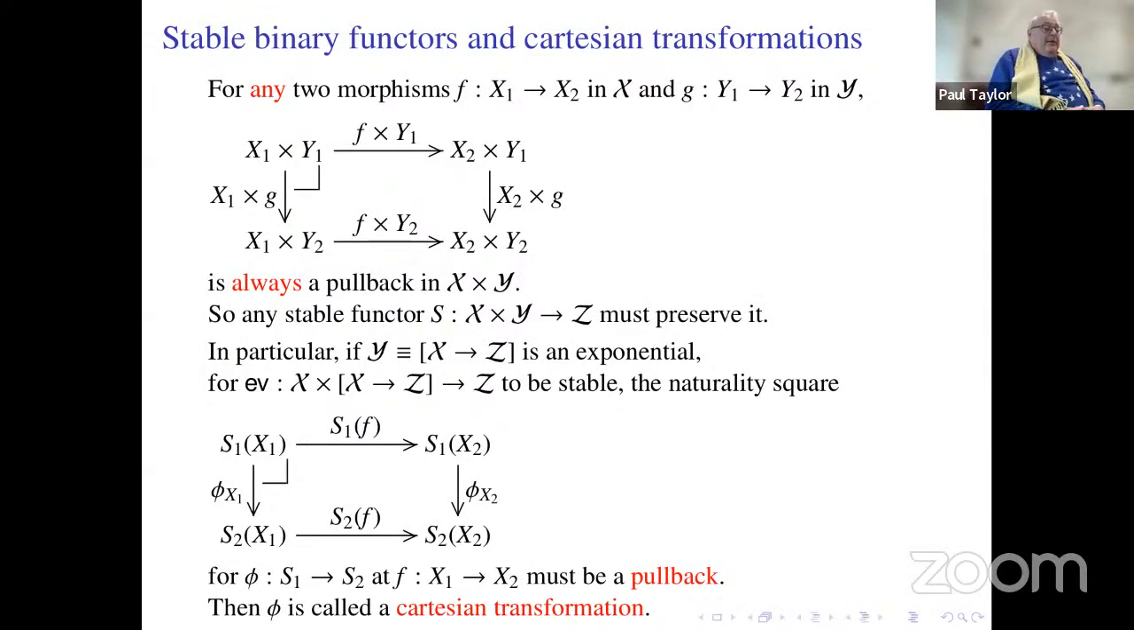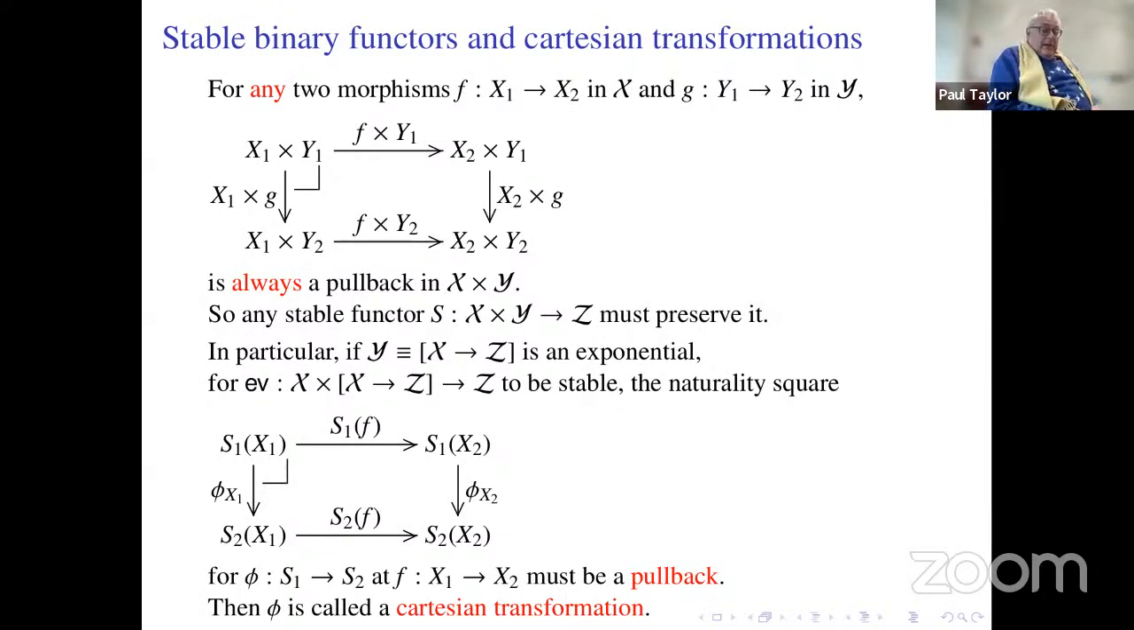So in particular, if the second one is to be an exponential object, then the evaluation map has to preserve the pullback, which we rewrite as the second square down there. So we've got a Cartesian natural transformation phi between two functors S1 and S2, such that the naturality squares are always pullbacks. And this is called a Cartesian transformation.